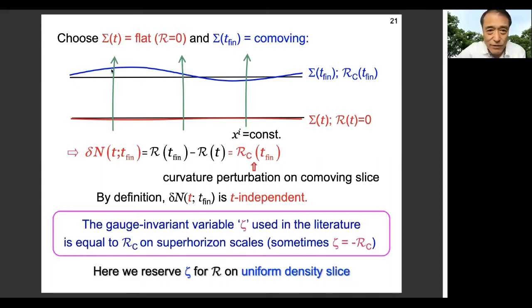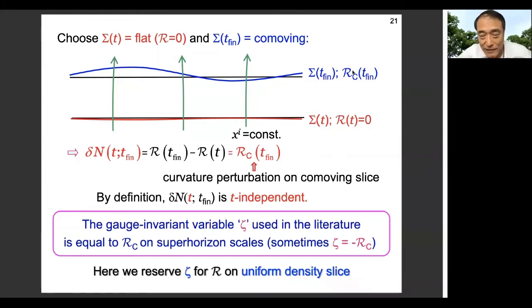So this will be similar, or maybe I changed the color. But anyway, this will be the slice on which the temperature of the universe will be uniform. But you have small, non-trivial fluctuations in the curvature, and this curvature perturbation will be constant in time. Actually, which I will show later.